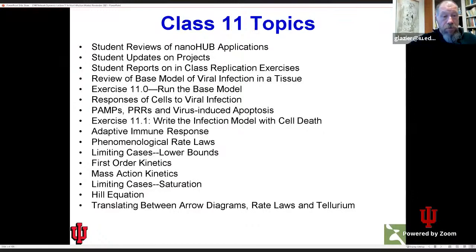I'd go around the room, have everyone report on where they are with their projects and seek help. Again, I encourage people to work together on projects, to team up, complement each other's expertise. And I still would like to hear a little bit more about the in-class replication exercise you did 2 weeks ago. And then we will come back to the in-house modeling of viral replication and immune response. I don't know how far we'll get in the agenda today.